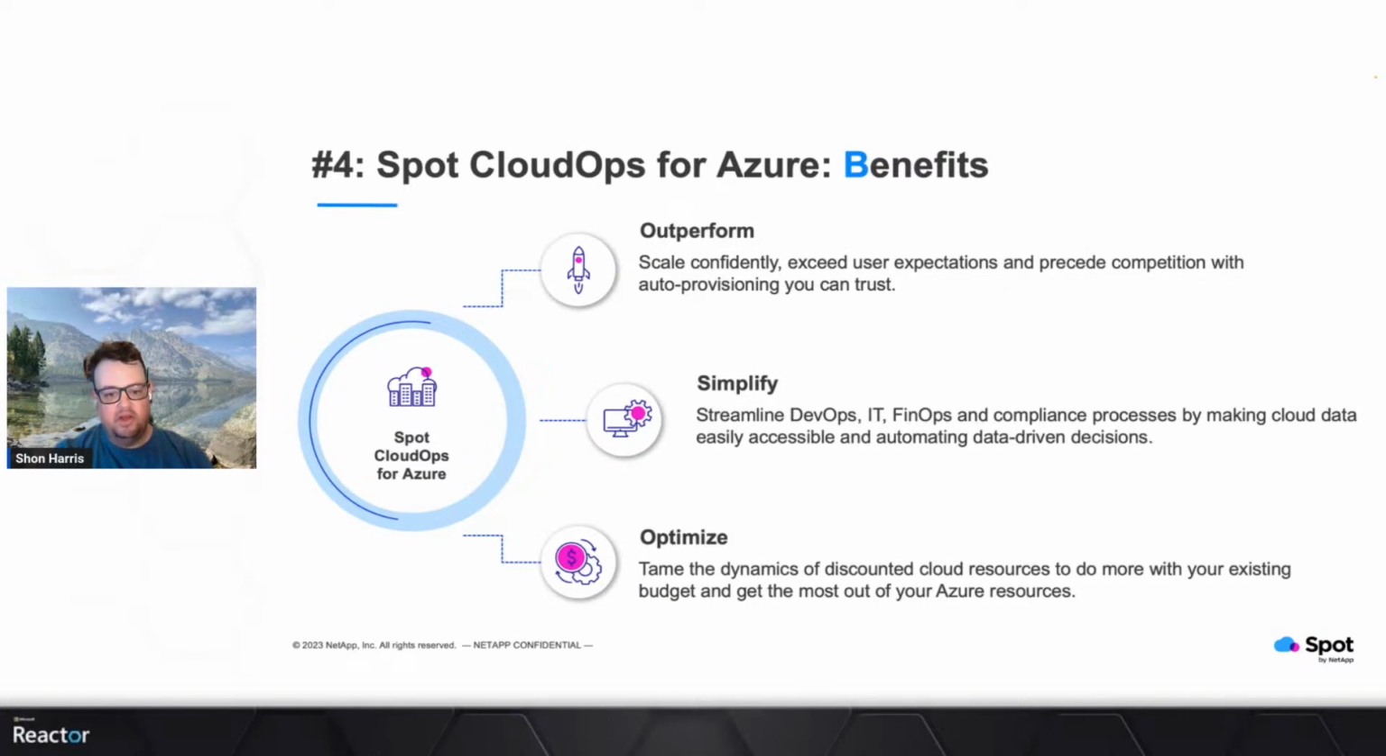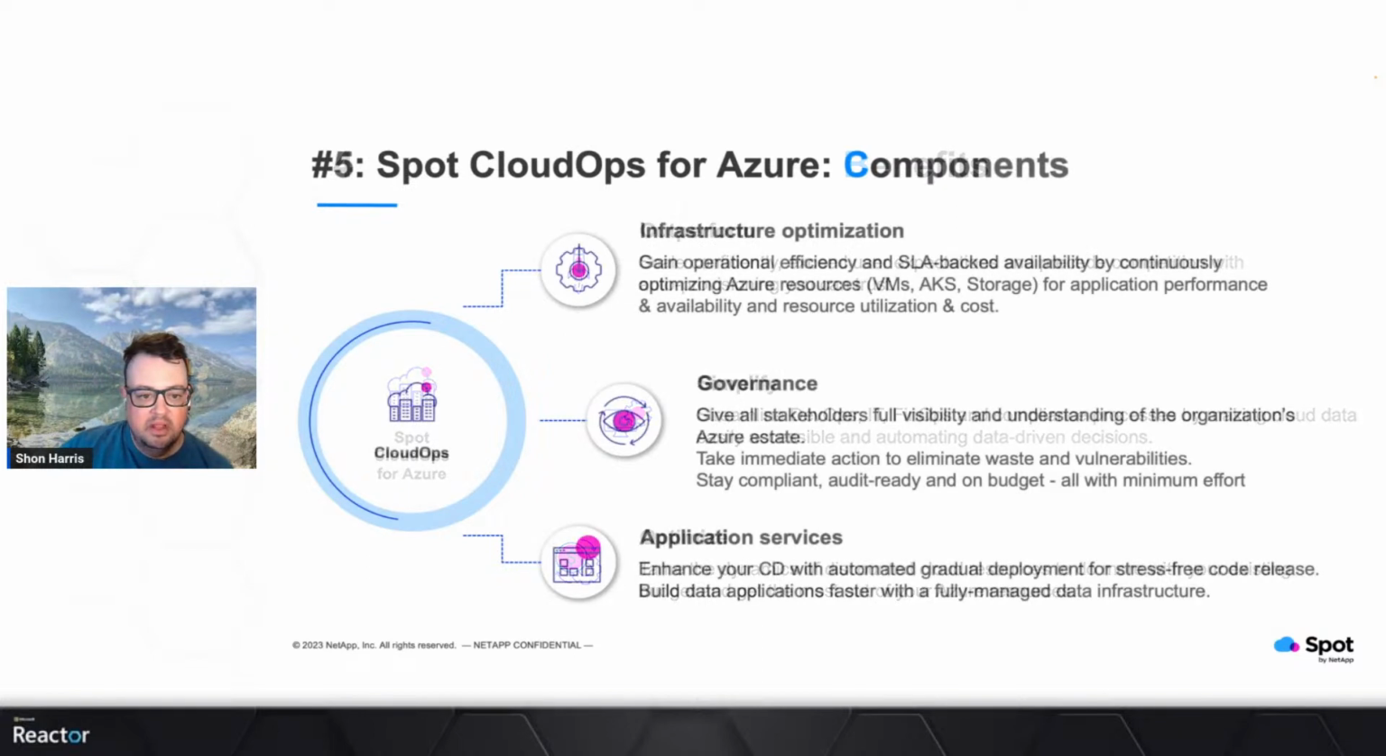We automate a lot of the day-to-day compute functions so that you don't have to deal with it. And you can go explore those other things. So the Spot portfolio is your one spot for CloudOps. We work around three specific areas: infrastructure, governance, and application.